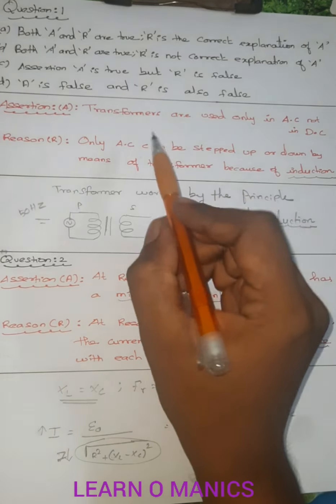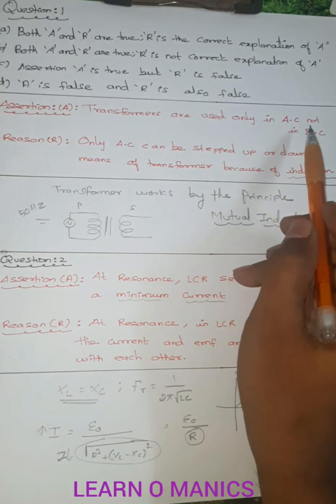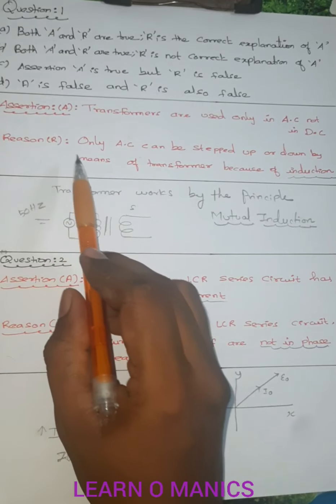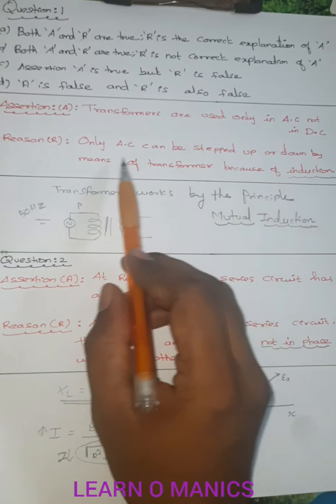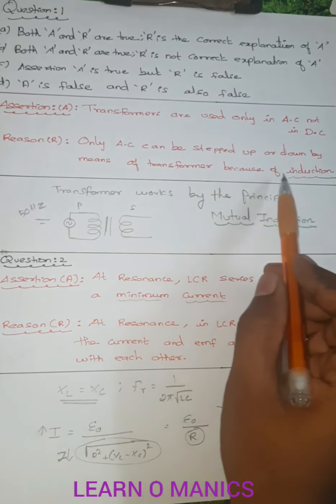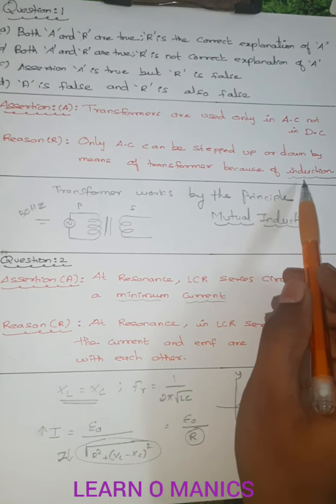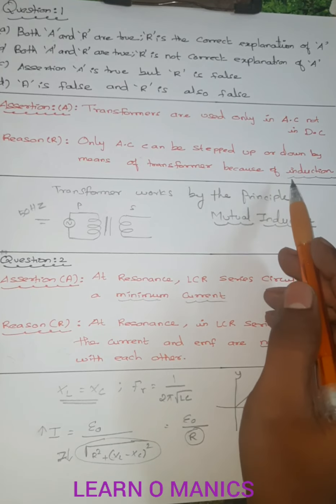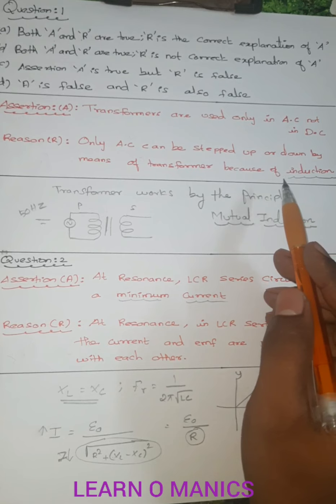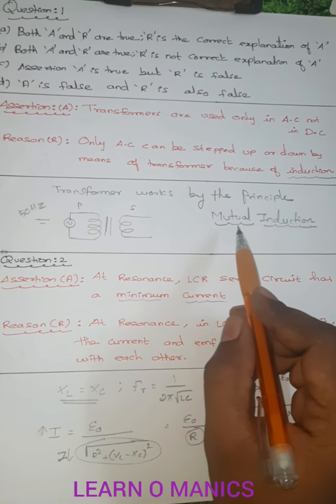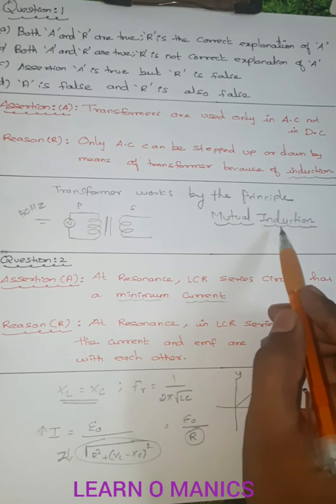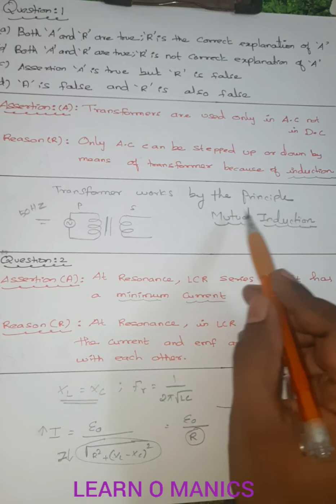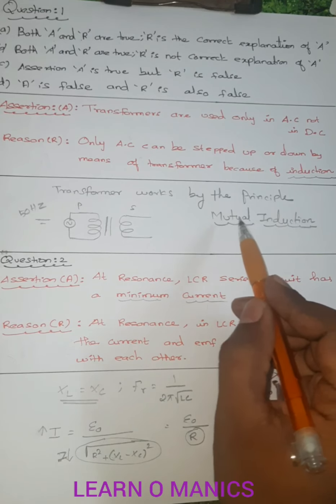So first question. Assertion: a transformer is used only in AC, not in DC. Reason: only AC can be stepped up or stepped down by means of a transformer because of induction. The notable word was induction. When we think about the principle of transformer, the principle of transformer is mutual induction, right? So we must have a good idea about mutual induction. Let us see what mutual induction is.